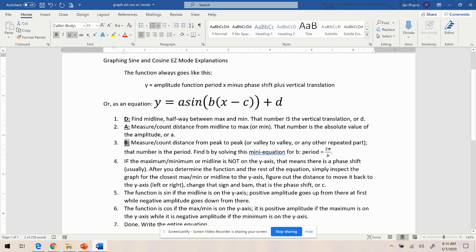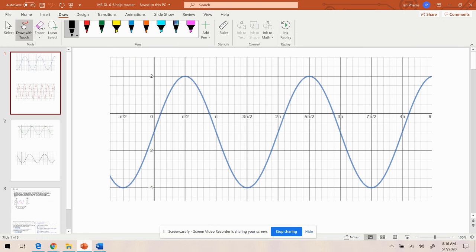We're going to be DAB. I like that piece right there. We're going to DAB to find most of the information and then use 4 through 7 to write the rest. Okay, but let's just do DAB really quick. Let's see, DAB, first find the midline. The midline looks like it's right here.